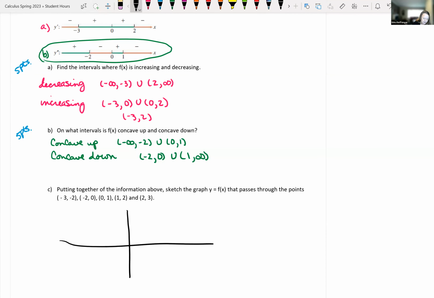So we know we have a point at (-3, -2). We have a point at (-2, 0). We have a point at (0, 1). We have a point at (1, 2). And we have a point at (2, 3).